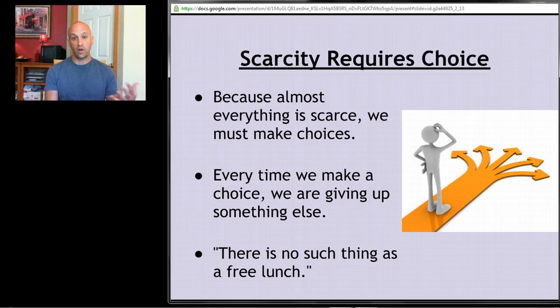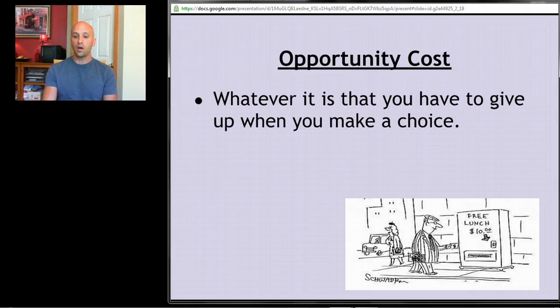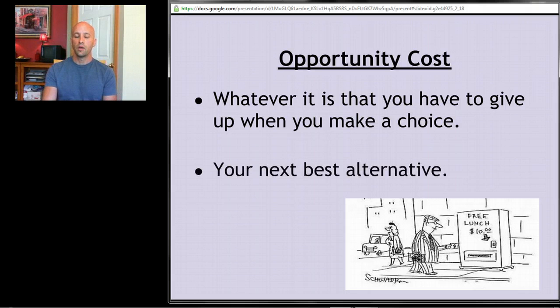I'm giving up whatever I'd be doing if I wasn't at lunch with you. I'd be giving up the lunch I'd be eating if I wasn't going out with you. There's a cost involved to making a choice. Now, economists give a name to that cost, and they call it opportunity cost. Opportunity cost is whatever it is that you have to give up whenever you make a choice. Alternatively, you can think about it as your next best alternative.